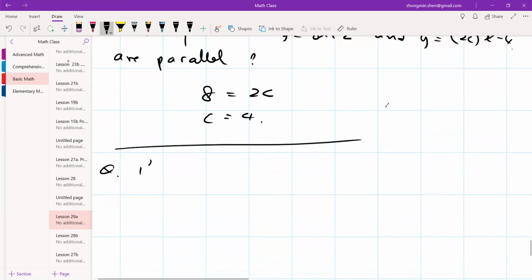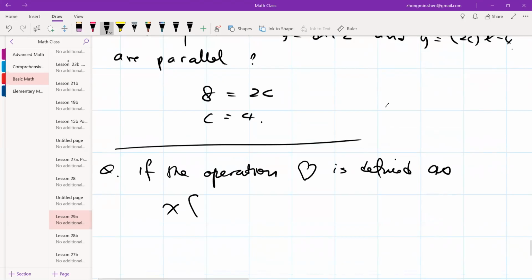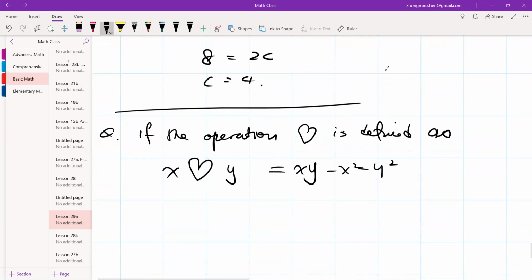So here's the question. If the operation, let's call this star, is defined as x star y equals x times y minus x squared minus y squared. Okay. I like these things.